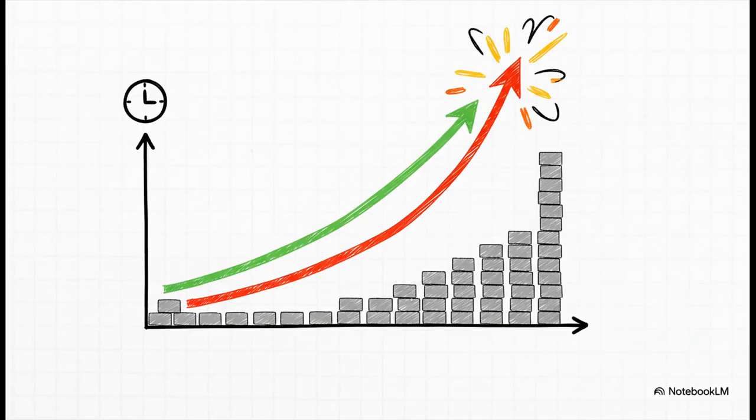But here's the really crucial part. That gap in performance, it doesn't just grow, it explodes. It becomes astronomical as the problem gets bigger. And this core idea is called algorithmic complexity. It's how we analyze the efficiency of our recipes.